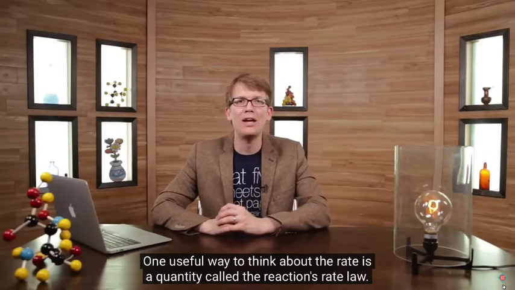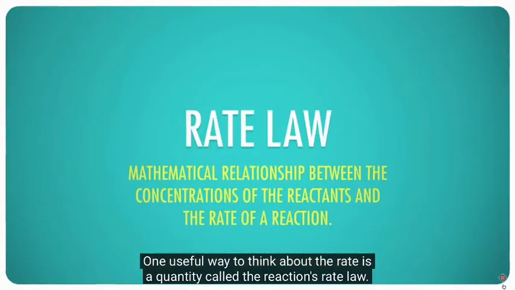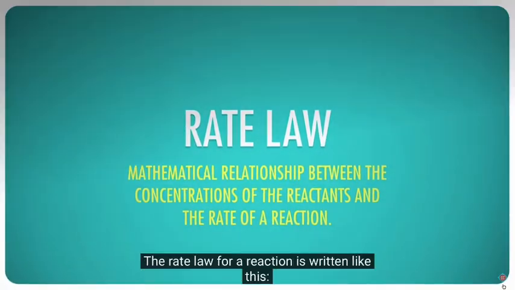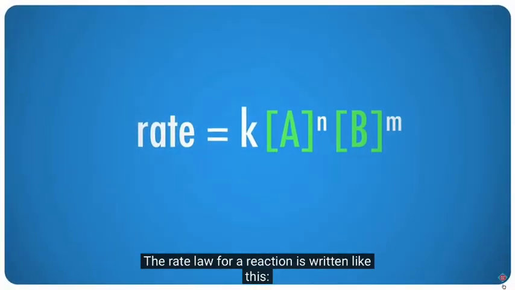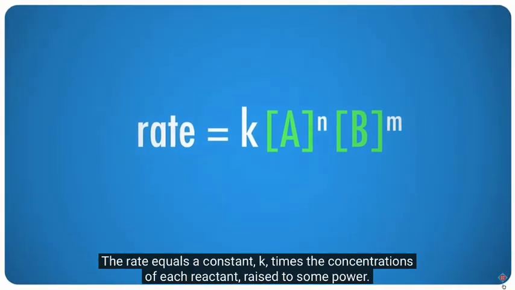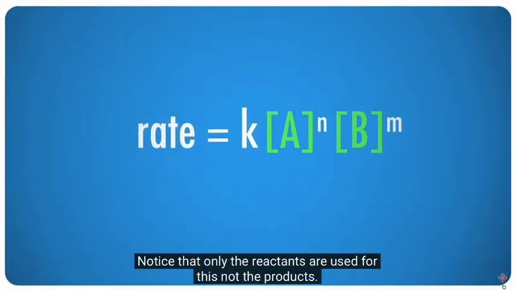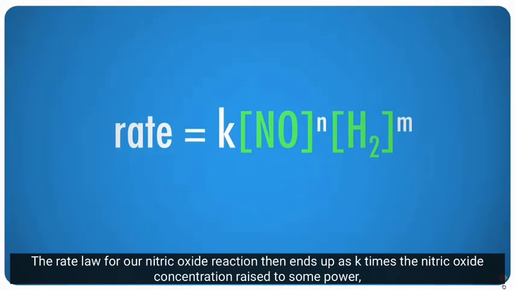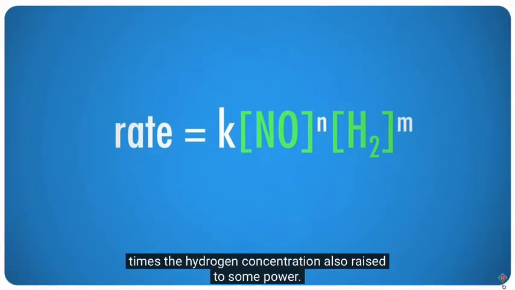One useful way to think about the rate is a quantity called the reaction's rate law. It describes the relationship between the initial concentrations of the reactants and the rate at which they react. The rate law for a reaction is written like this. The rate equals a constant k times the concentrations of each reactant raised to some power. Notice that only the reactants are used for this, not the products. The rate law for our nitric oxide reaction then ends up as k times the nitric oxide concentration raised to some power times the hydrogen concentration also raised to some power.